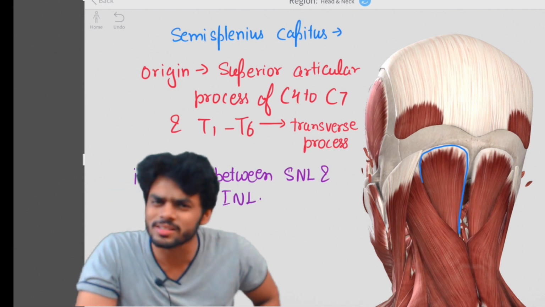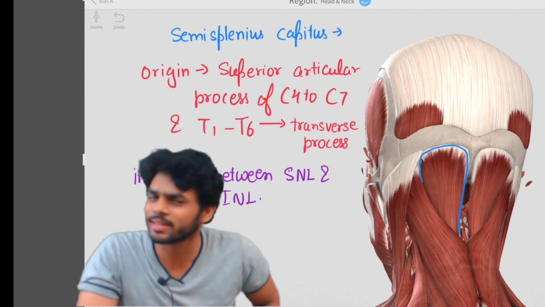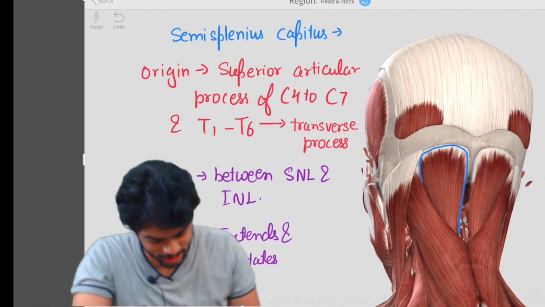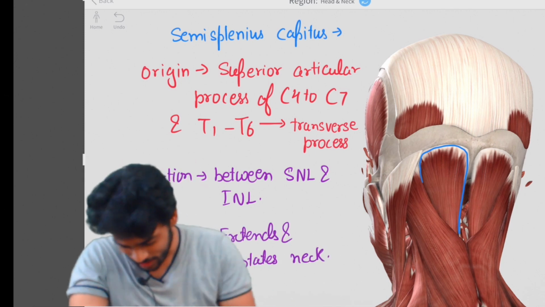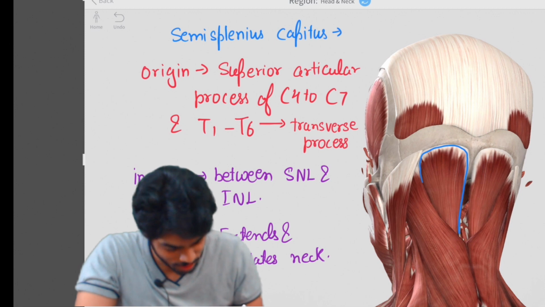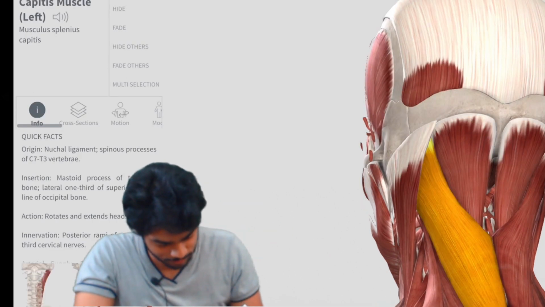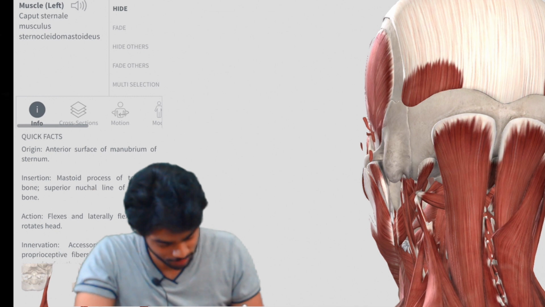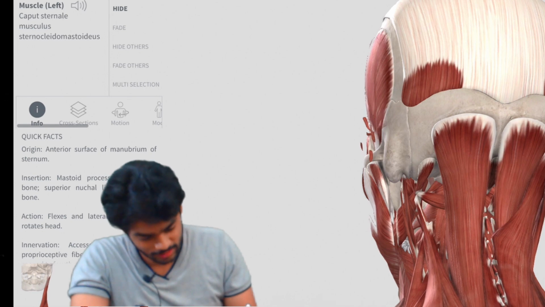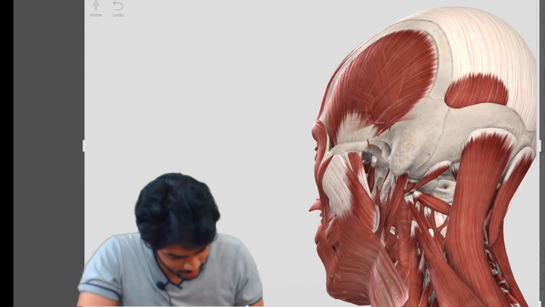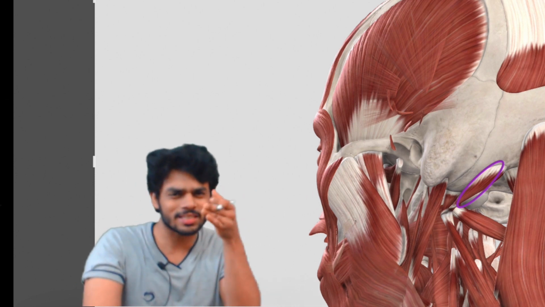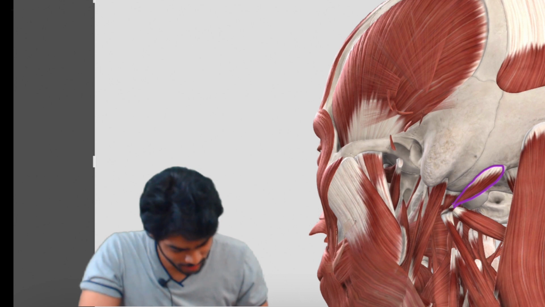What is the action of semispinalis capitis? Like this, it extends and rotates the neck. Action is extends and rotates the neck. Okay, now we will study the superior oblique muscle which is present on the lateral side. Let me remove some of the structures, then I can show you. I have removed the splenius capitis. Now you can see here. Can you see? This is superior oblique. See how obliquely it is arranged. This is the superior oblique muscle.